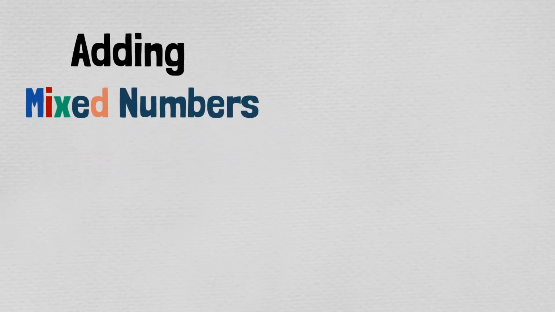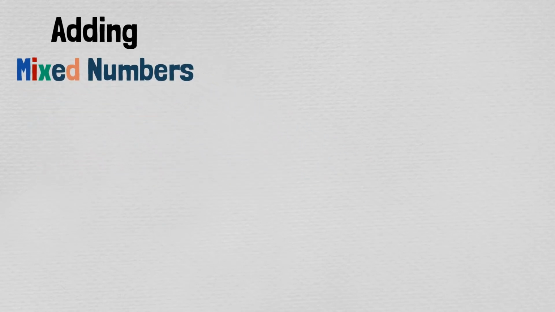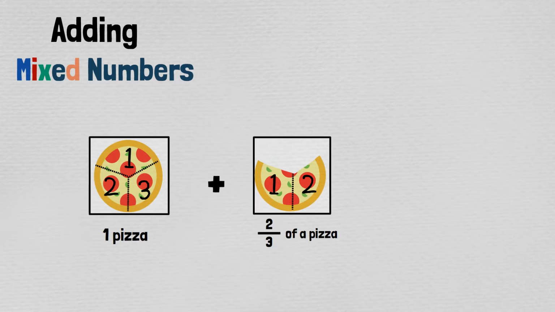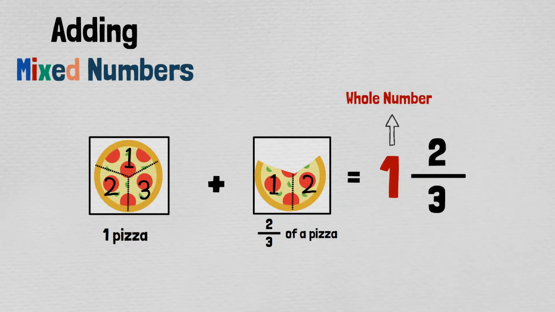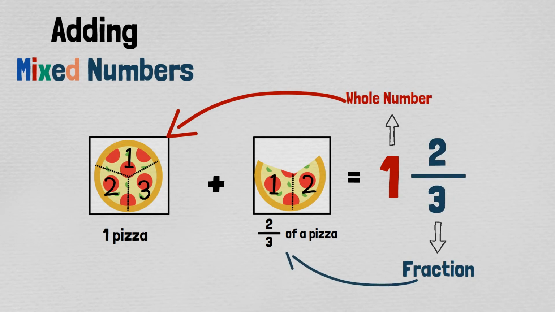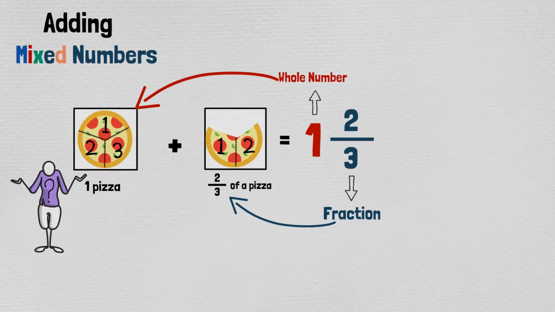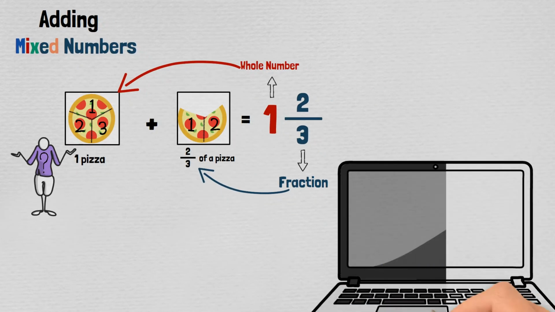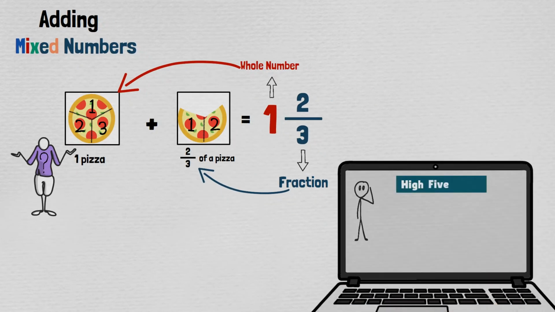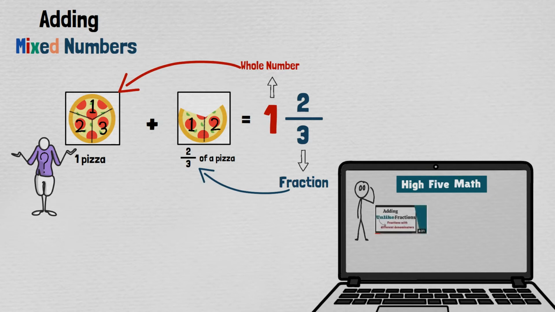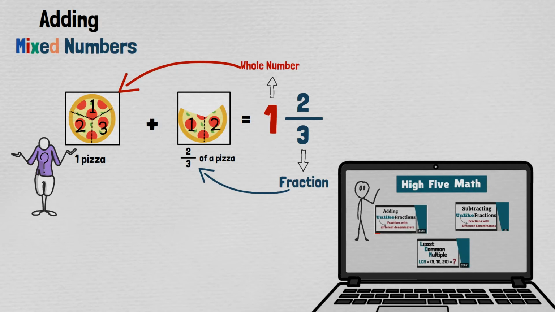So let's get started. When we add or subtract mixed numbers, we tackle the whole part separately from the fraction parts. Addition and subtraction of whole numbers is quite easy, but performing these operations with fractions often requires finding a common denominator. If you need a refresher on how to do this, check out our adding and subtracting unlike fractions and LCM videos. We will post the links in the video's description below.